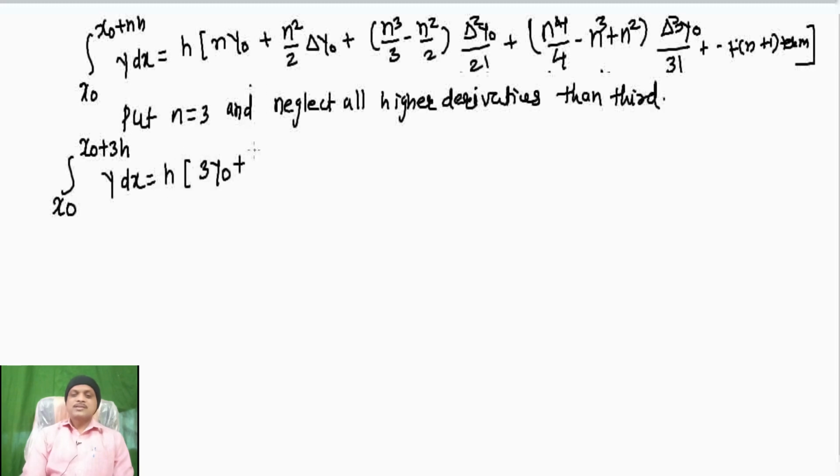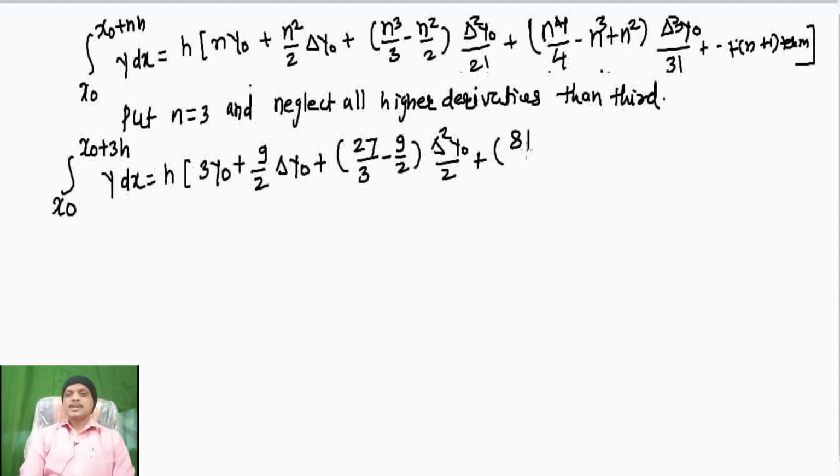3y0 plus (3 square, 9) divided by 2 delta y0 plus (3 cube, 27, divided by 3 minus 9) divided by 2 into delta square y0 divided by 2, plus (3 raised to 4 is 81) divided by 4 minus 3 cube 27 plus 3 square 9, into delta cube y0 divided by 3 factorial, which is 6, and all other derivatives we are neglecting.